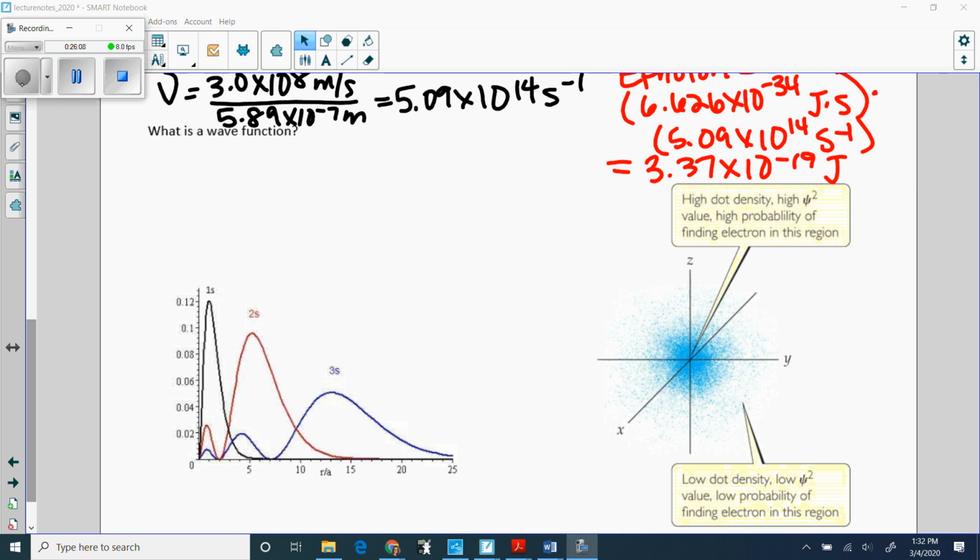Wait, what's the difference for the speed of light? I think it says 2.998, but it's the same thing as 3.0 times 10 to the 8. Okay, so take it off your worrying list because I'm pretty sure you can push a button.